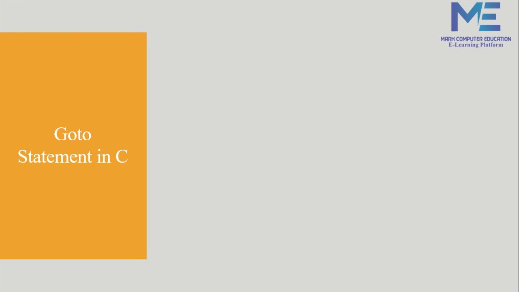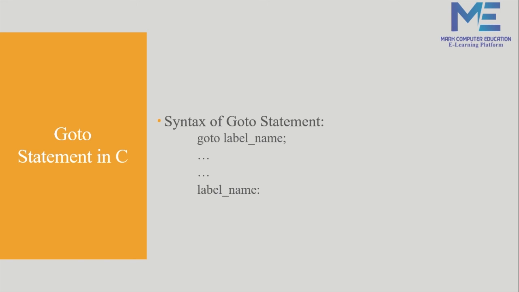Next, the syntax of the goto statement. So goto, then label name. You can apply any number of lines of code, then label name and colon. The label name must be different than your variable name or any function name. You can give any name to a label, but it must be different than a variable and function name. Then colon, and you can give any number of lines of code after the label name.